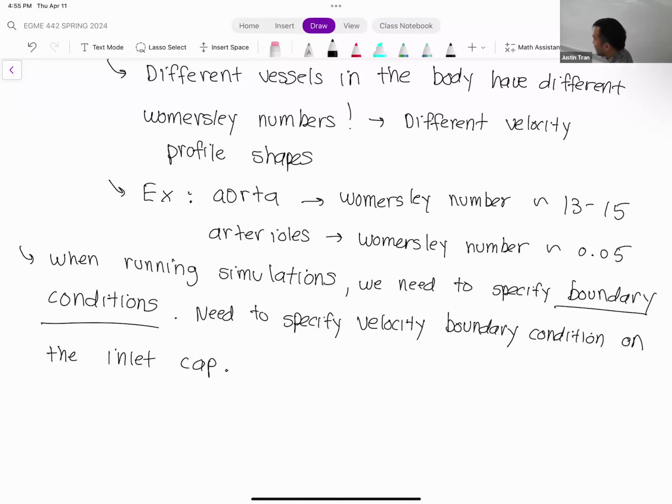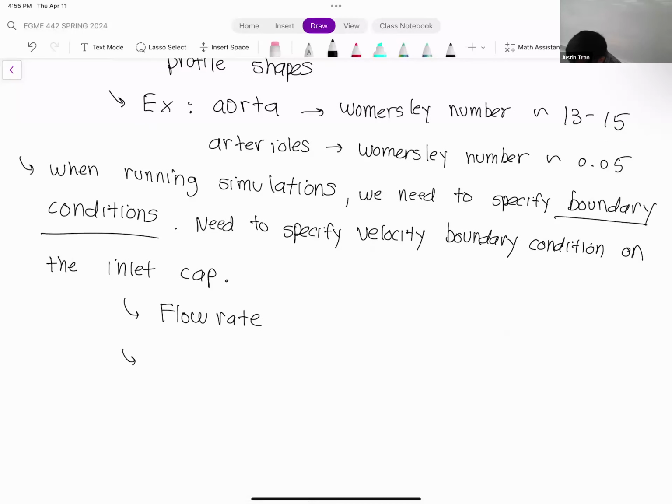And so the way you're going to specify this, you're going to specify two things. On the one hand, you're going to specify the flow or the flow rate. Remember, the flow rate describes the rate at which the total volume of fluid is going to enter your system. The other thing you're going to specify is a velocity distribution.